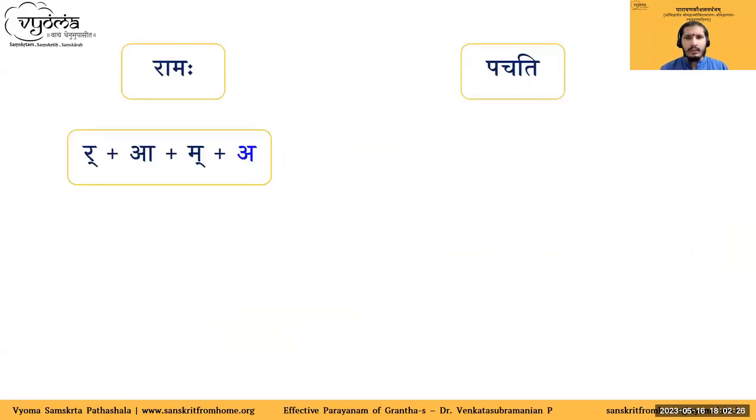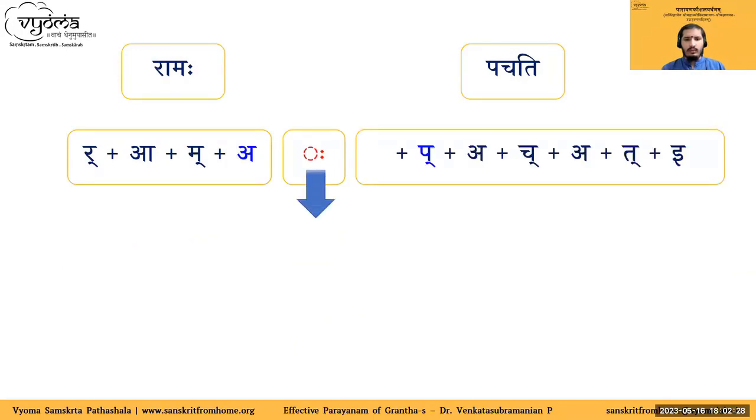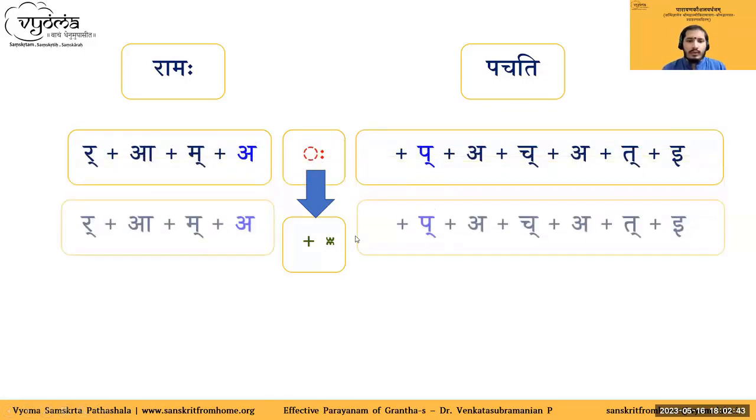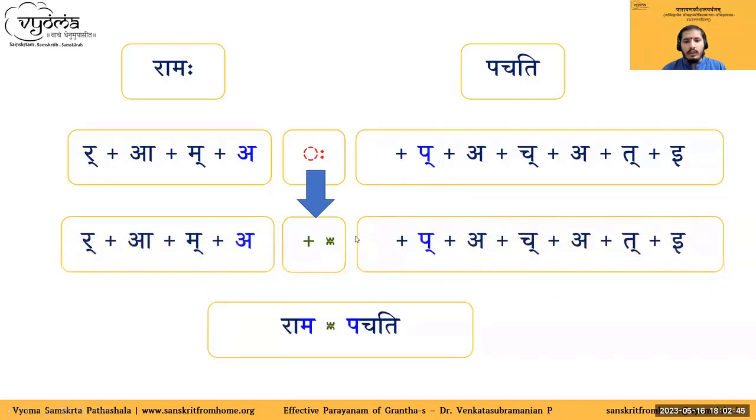Similarly, Rama Pachati. Visarga is replaced by Upadhvaniya because the Paravarna is pa. So this is the Upadhvaniya. Here it is, W, the reverse W. So if we join all these letters, we get Rama Pachati as the final form.